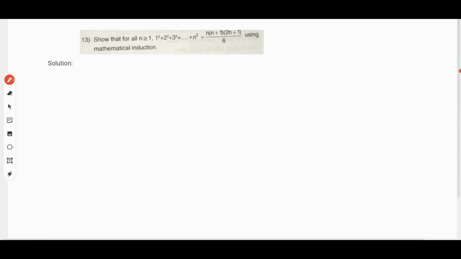So the next question is: show that for all n greater than or equal to 1, 1 square plus 2 square plus 3 square and so on till n square is equal to n into (n plus 1) into (2n plus 1) divided by 6, using mathematical induction. So what we are going to do is we have many steps here. Step 1: whatever is given, we'll call it P of n.